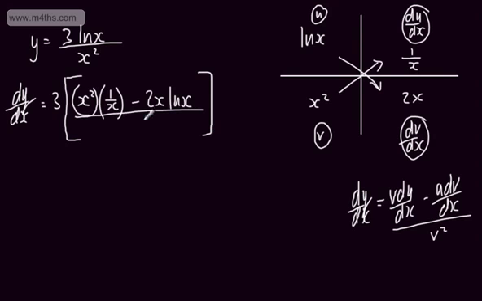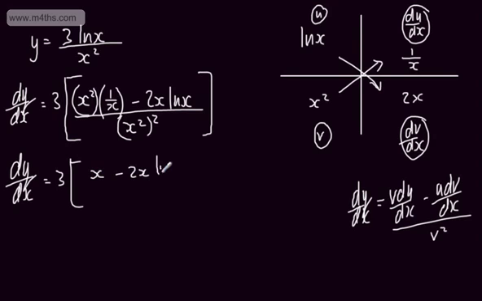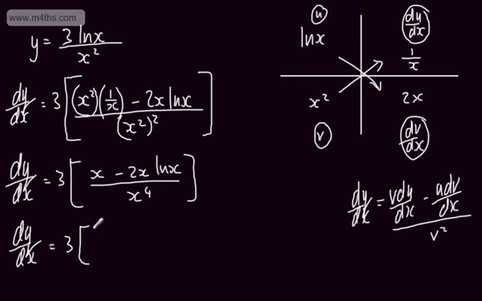So that's going to now be divided by x squared, which we're going to square, which of course will give us x to the 4th. So let's just tidy this up. We've got now dy by dx is going to be 3 lots. So what we've got here now is x minus 2x, the natural log of x, divided by x to the power of 4. As we can see from here, we can divide through by x, so we can say that dy by dx will be 3 lots, and then we're going to have now 1 minus 2 lots of the natural log of x divided by x cubed. And that is our derivative.